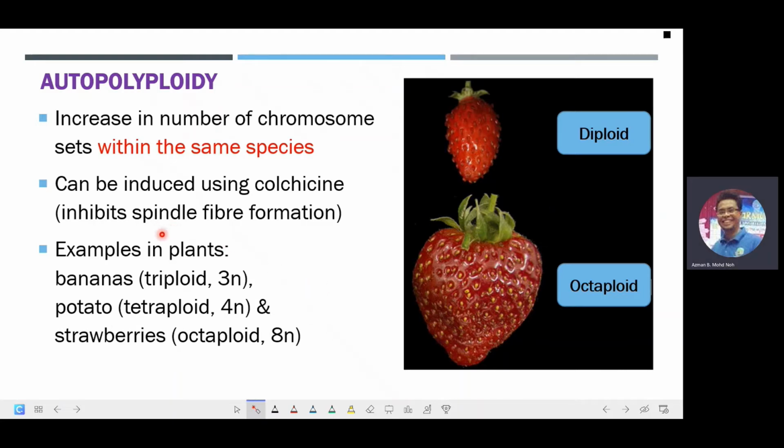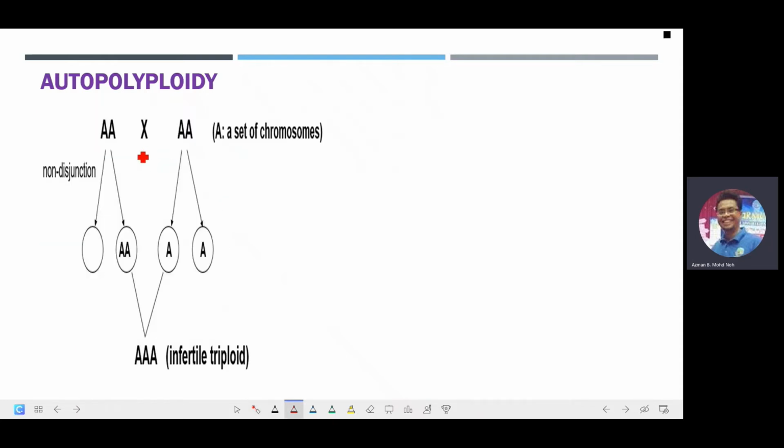Autopolyploidy is more common in plants. For example, the banana is actually a triploid organism, 3N, or the potato, a tetraploid organism, 4N, and also the strawberries, which are actually octaploid organisms. So how can these autopolyploid organisms be produced?